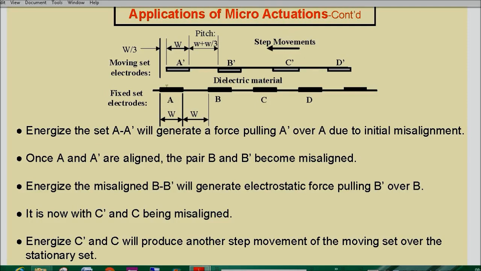If you arrange this as in the figure, you see there are two sets of parallel base plates. This is the fixed set of electrodes, which is the darker one, and you have a moving set of electrodes on top of this. This is the gap that exists between the two electrodes. Each of these two sets of base plates has a number of electrodes, which are all conducting plates. You can see there are a number of electrodes in this direction L. So A, B, C, D, and A dash, B dash, C dash, D dash. These are all the electrodes.